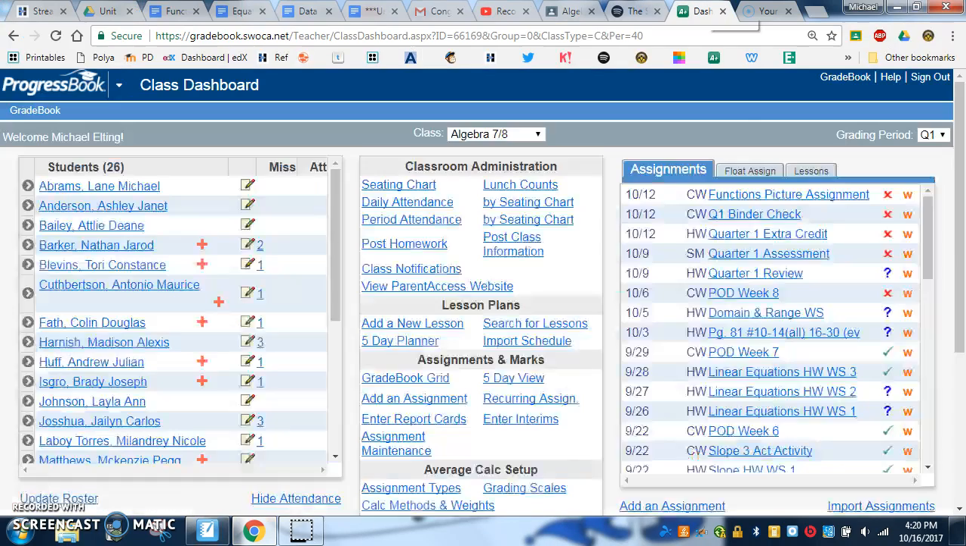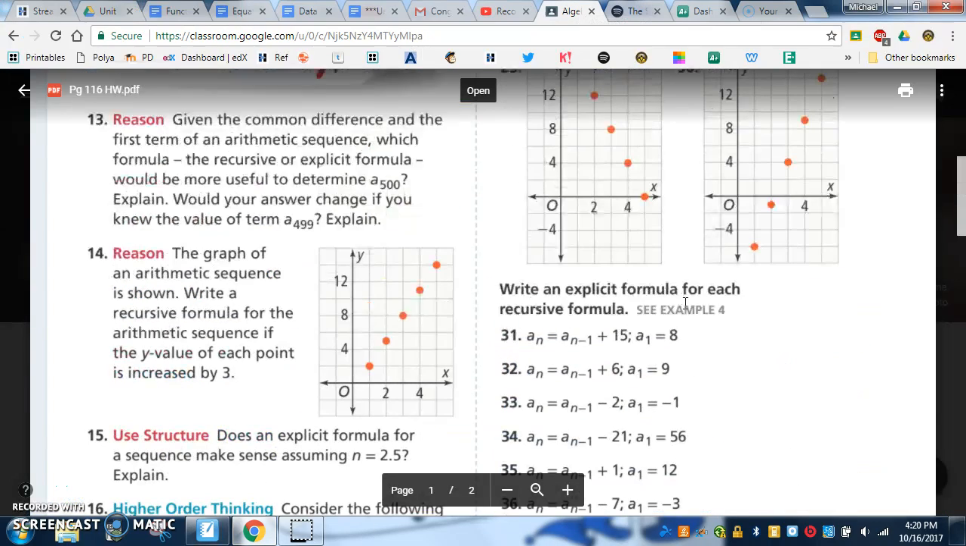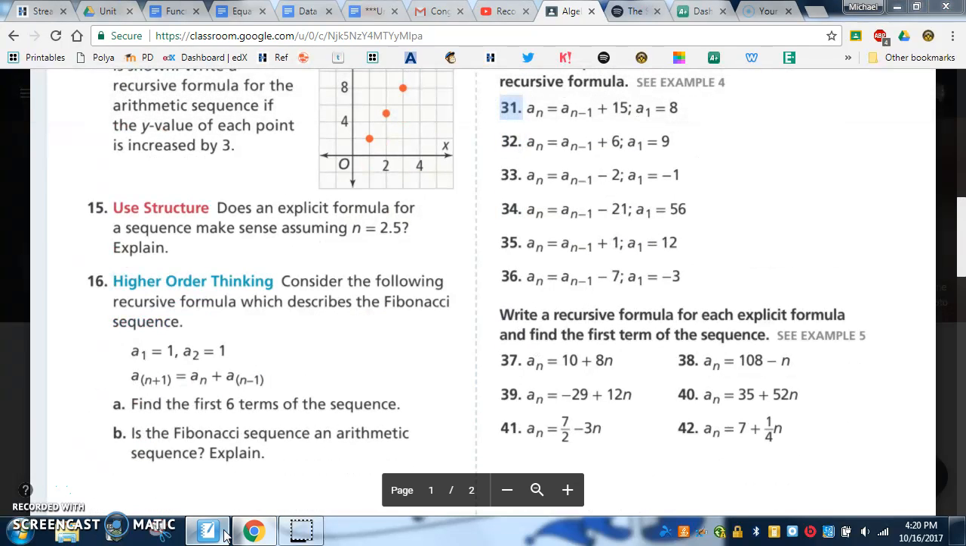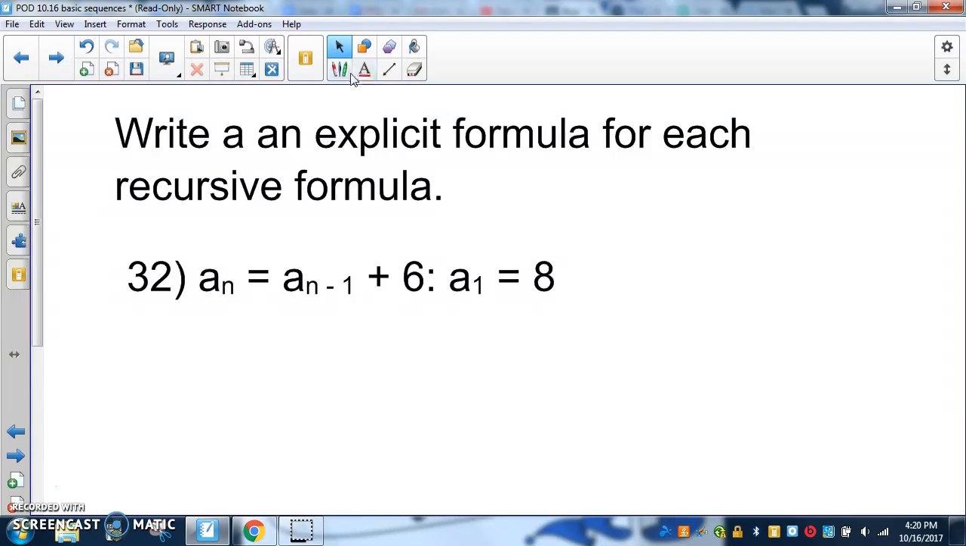Hey guys, it's Elting here trying to help you with questions similar to 31 and 37, and this is going back and forth between our two types of formulas. Right here we are given a recursive formula. We're asked to make an explicit formula.